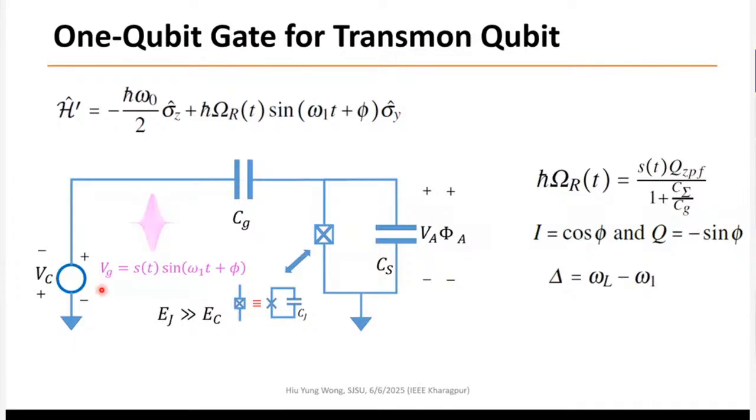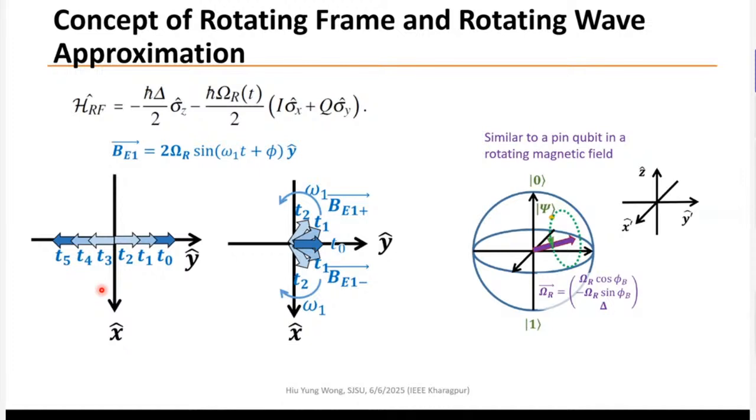To make it more specific, I just want to tell you that usually we work in the so-called rotating frame and use the so-called rotating wave approximation. We won't be able to go into detail because it involves a lot of math, but in my book, I really go through it step by step. I hope that it will be clear, right?